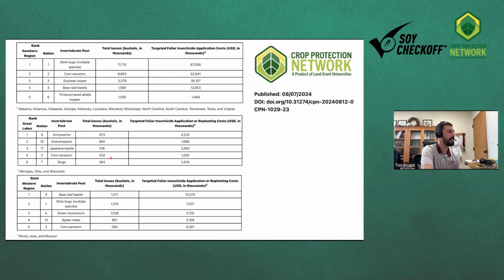But as you get into these kind of more Midwestern regions, you're dealing more with things like Japanese beetles, slugs, bean leaf beetle, green cloverworm, spider mites. So again, all I'm demonstrating here is that there's a lot of different insect pests and their degree of importance to different soybean production regions varies.